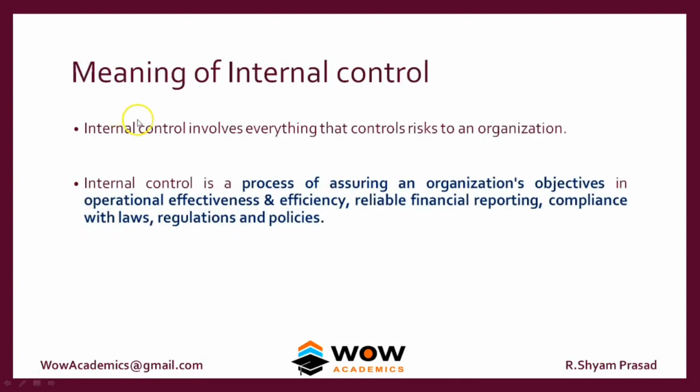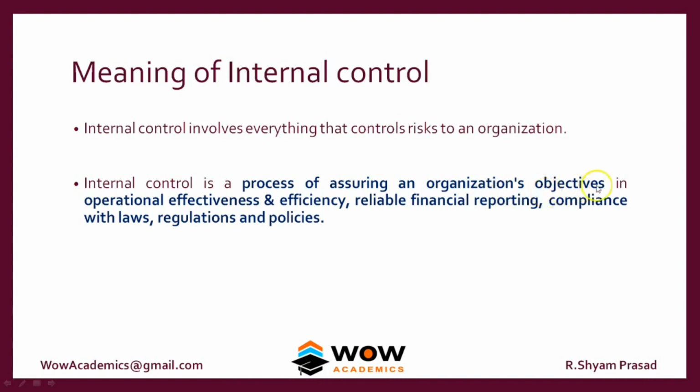So the meaning of internal control systems is that it involves everything that controls risks to an organization. If we have a proper internal control in our company, it will reduce the risks to an organization. So this is a much more detailed meaning. Internal control is a process, a series of activities and rules which a company has to follow, or all the employees have to follow, of assuring an organization's objectives. If all the employees in a company follow the rules and regulations, it helps in achieving the organization's objectives.